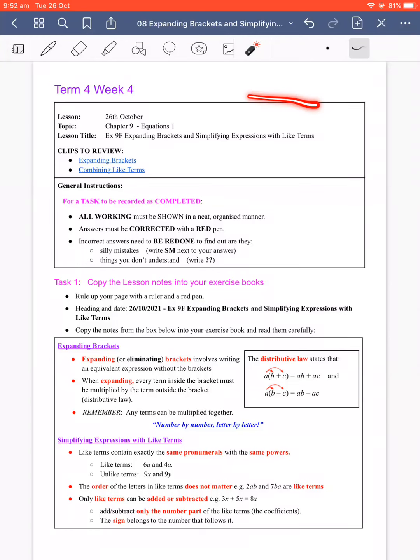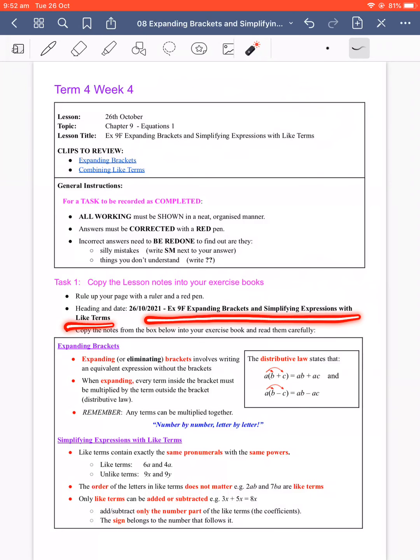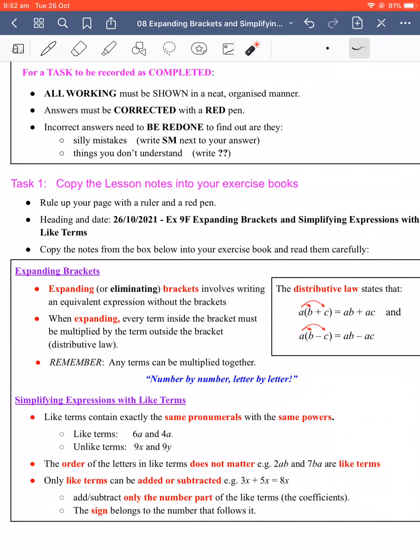Welcome to part 149F. This is a bit of a review from something that we have done previously, which is expanding brackets and simplifying expressions with like terms. So make sure you put your date and your heading: expanding brackets and simplifying expressions with like terms. Let's go into our notes now that we are copying in.